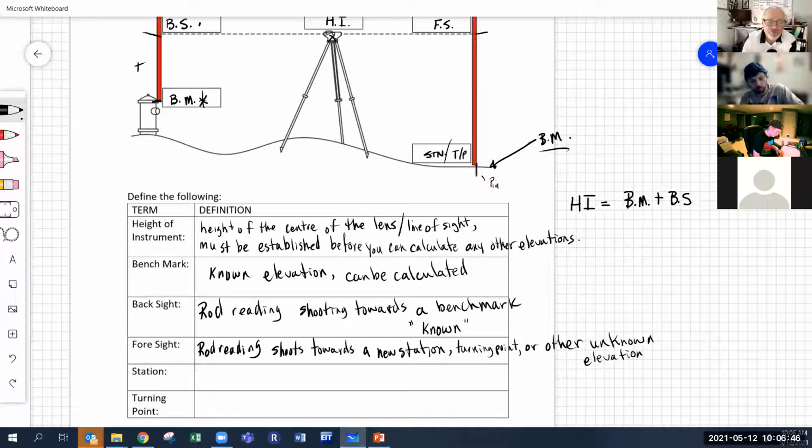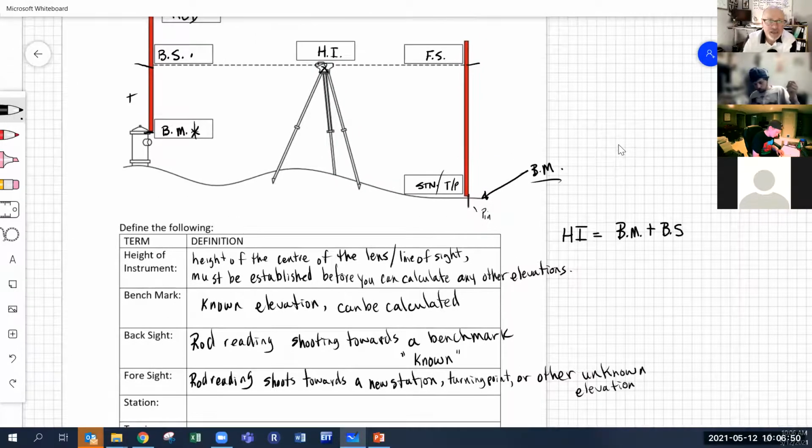So the foresight is the rod reading, and you shoot towards an unknown elevation or station. So this is the guy holding the rod at a new station point, and we could also call it a TP or turning point. And that is your foresight.